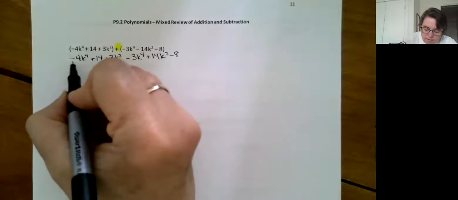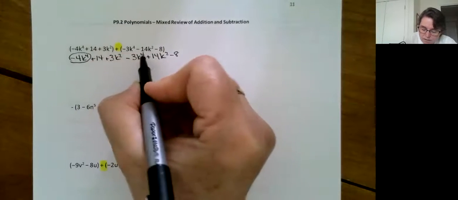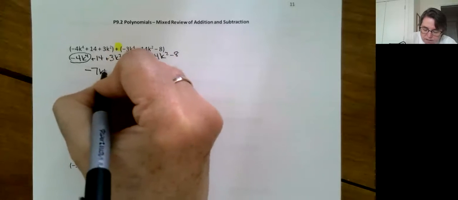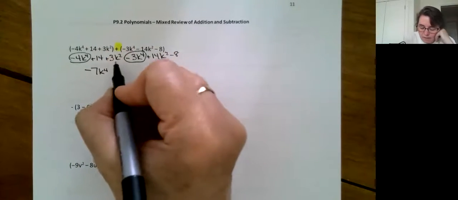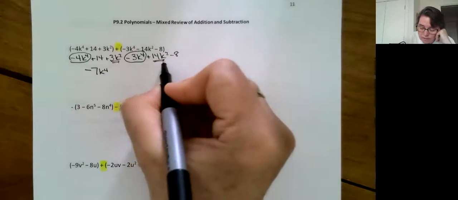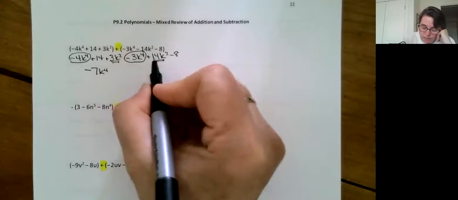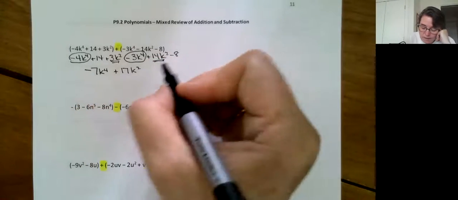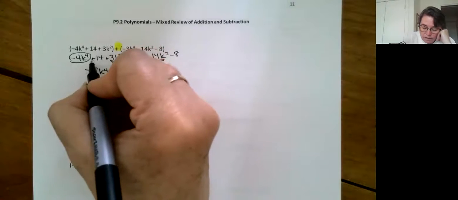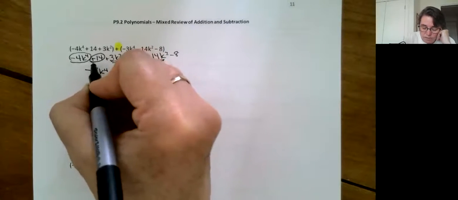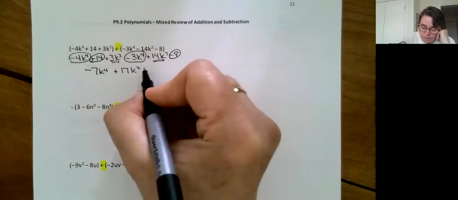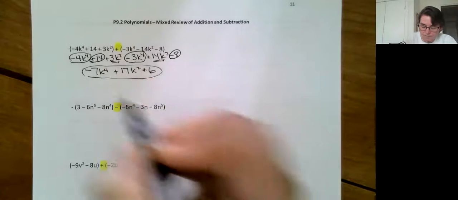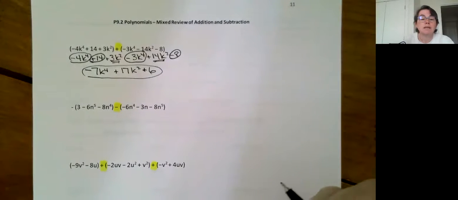All right, so there's a k to the fourth, and there's a k to the fourth. So minus 7k to the fourth. Now we've got a k squared there, k squared there. 3 and 14 is plus 17k squared. And then we've got minus 14, sorry, plus 14 and minus 8. So it's going to be plus 6. Woohoo! That wasn't so bad.